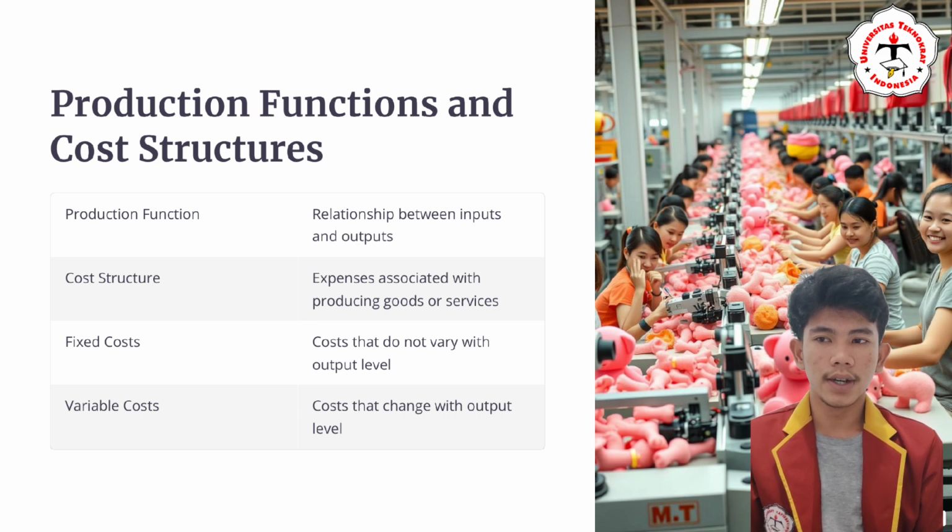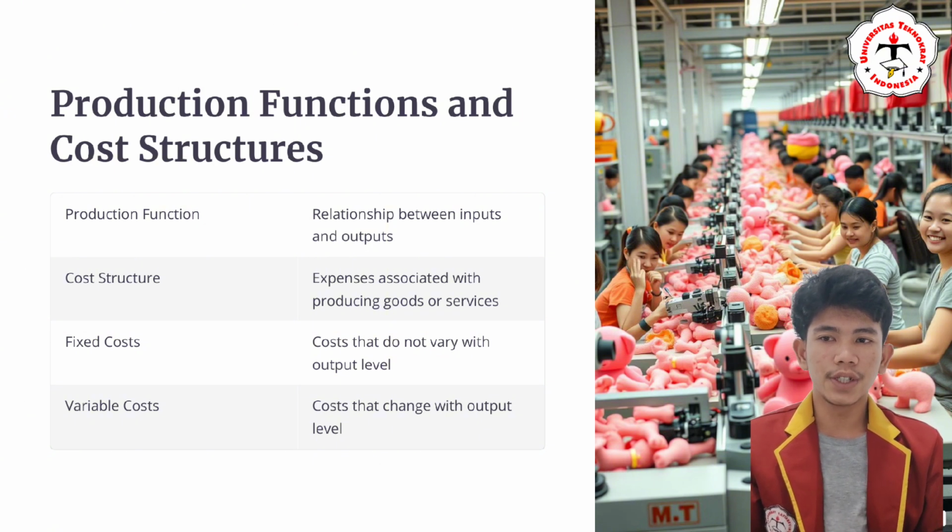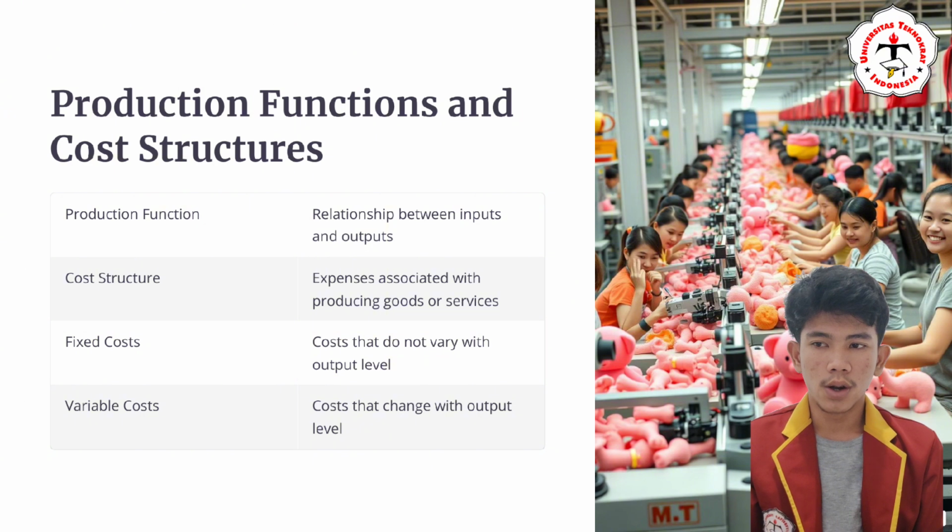Production function and cost structures. Production function. The relationship between inputs and outputs. Cost structure. Expenses associated with producing goods or services. Fixed costs. Costs that do not vary with output level. Variable costs. Costs that change with output level.